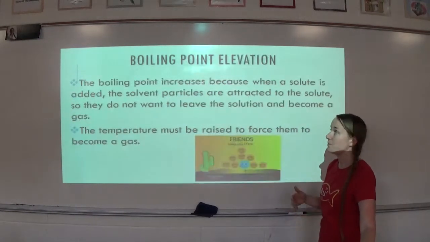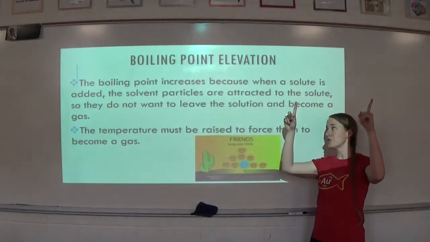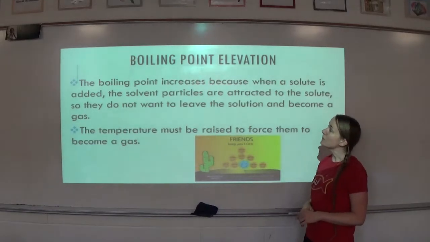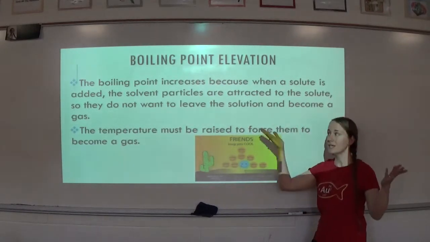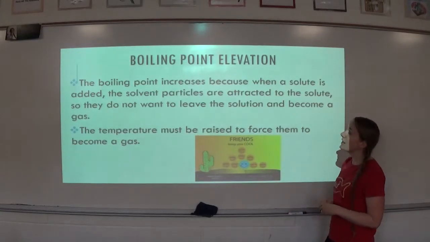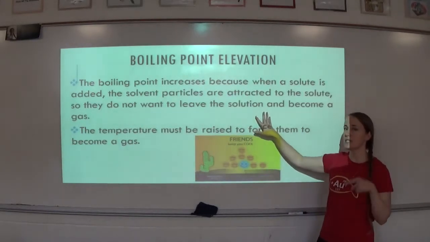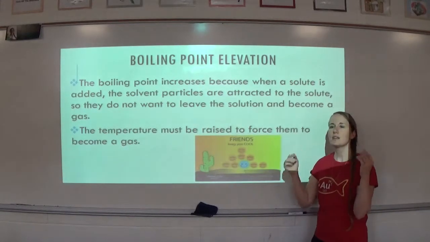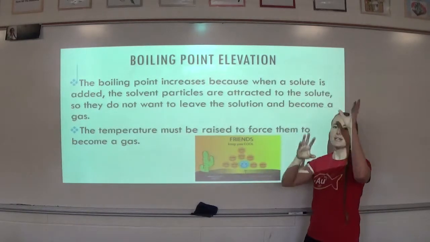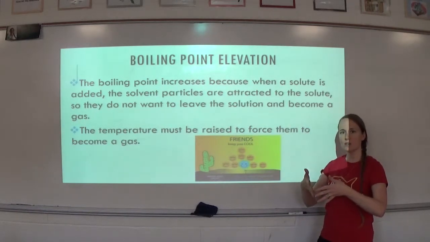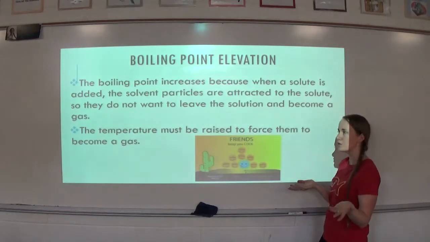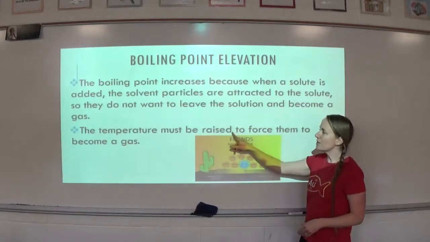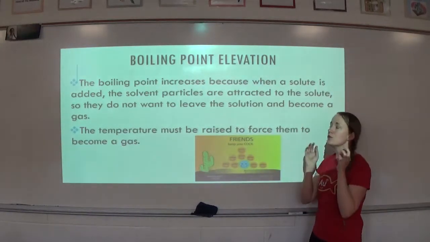All right, and so boiling point works the same way. We're just going in the other direction. We're going up. So the boiling point increases because when a solute is added, the solvent particles are attracted to the solute again, so they do not want to leave the solution and become a gas. This is actually the same explanation as vapor pressure. If we try to boil it, we're trying to make those water molecules leave and become a gas. Well, then they can't be with those attractive solute particles, those famous celebrity solute particles. Why would they want to leave and become a gas when they could surround those awesome particles? So we have to heat it up even higher to force it to boil.